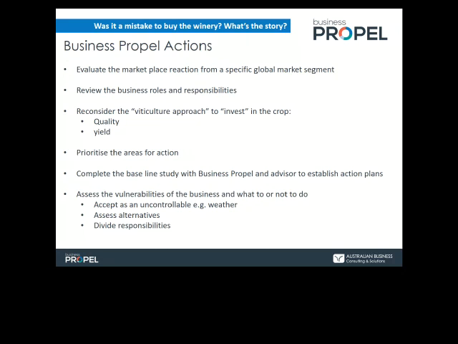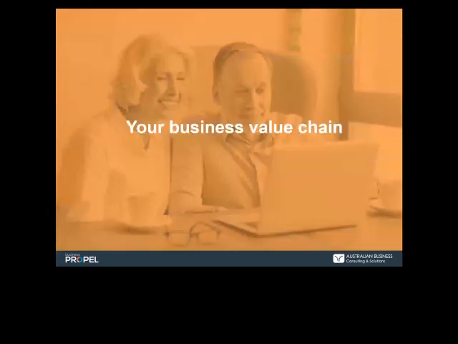They're reconsidering how they deal with this property. How are they going to do the viticultural practices around it? Do they go for quality or yield, or do they try to do that sort of thing? The biggest issue is prioritizing the areas of action, and Business Propel is starting to have a profound influence along that. What are the top 3 things that we should be focusing on? So in conjunction with this, we're now just starting to establish action plans to work out what we can control, what alternatives we have to choose between, and to create roles and responsibilities for the team.